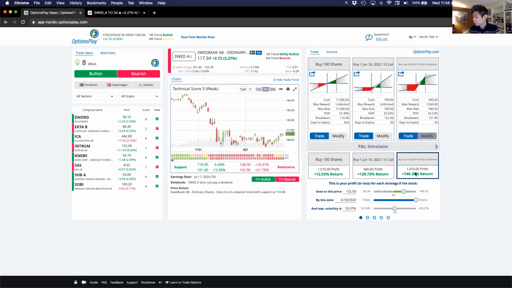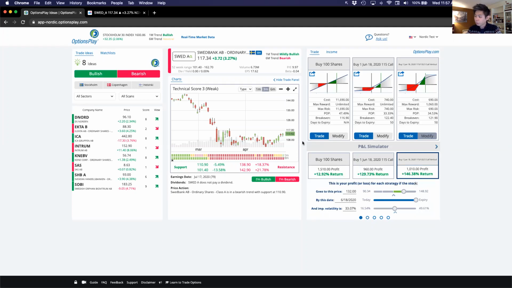The call vertical here looks at a 1,010 crown profit, but that increases my return from 129% to 146%, because not only did I increase my reward by 50 crowns, I also reduced my cost by 50 crowns. So my total delta on the trade between these two is actually 100 crowns. And that's the difference between a 129% return and a 146% return.